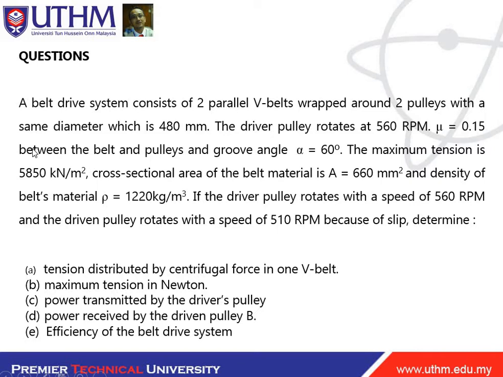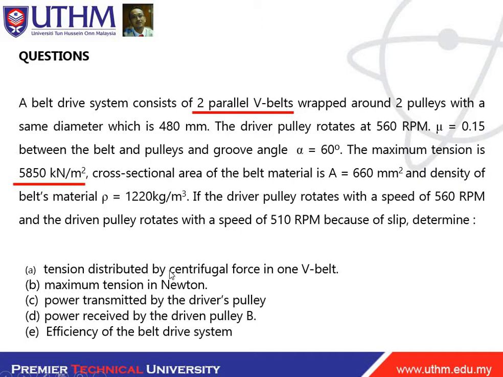This is in pressure unit. You have to remember this. The cross-sectional area of the belt is given as 660. Density is also given. The only thing is there is a slip at pulley B, the output pulley. So the rpm has been reduced from 560 to 510. You need to answer all those questions below.